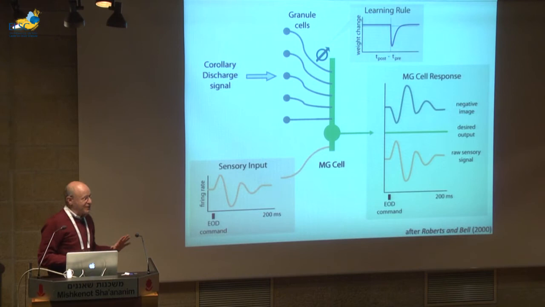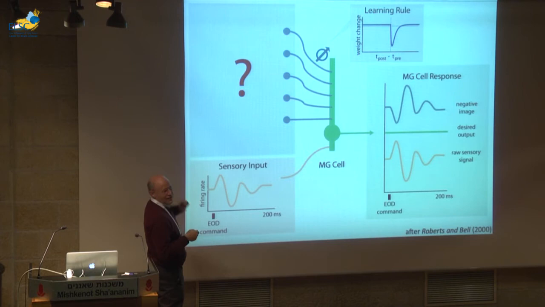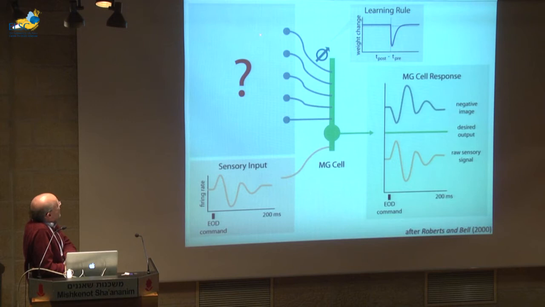You know this input. You know what the system's supposed to do. You have the plasticity rule. The sad part is that this was completely unknown. And that's the part that Nate and company filled in, to figure out what these inputs are, how they form a basis from which you can construct the negative image. All right? So what Nate did, as I said, was really heroic.